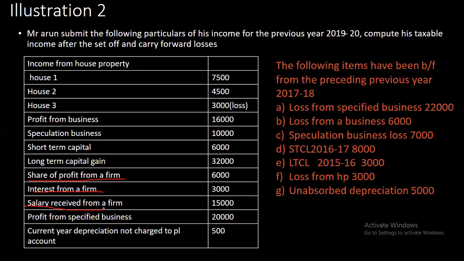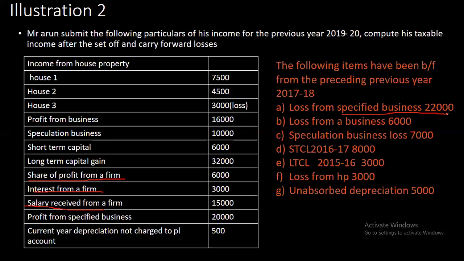Then there are certain adjustments given for the following items brought forward from the preceding previous year 2017 and 18. The loss from specified business should be deducted only from the specified business. The loss from business can be deducted from all the income received under the head of business.